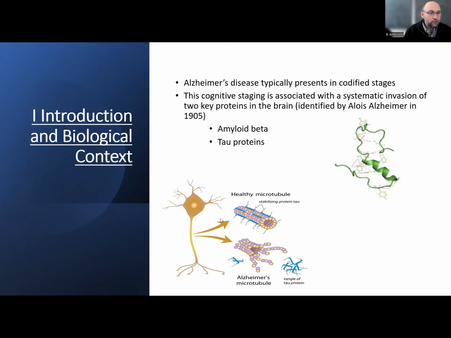Okay. So here you can see, for example, that this represents a healthy microtubule, and you have some stabilizing protein tau. So this is okay, but somehow sometimes they agglomerate in this kind of thing, and this is bad. Scientists believe that you can track the development of Alzheimer's by tracking the presence of these things in the brain, this agglomeration of tau proteins.